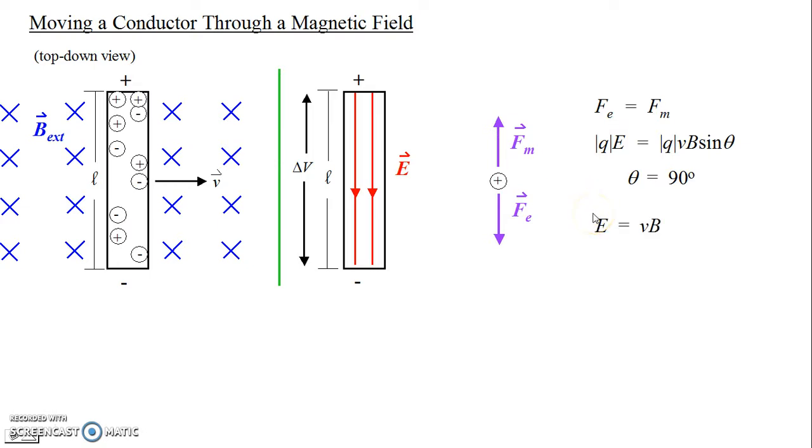Well, this should look awfully familiar. You might recall this is how we got the speed for the velocity selector. I'm still not going to box it in. It doesn't make it a new equation. It just happens again anytime the electrostatic force and magnetic force on a point charge are equal.